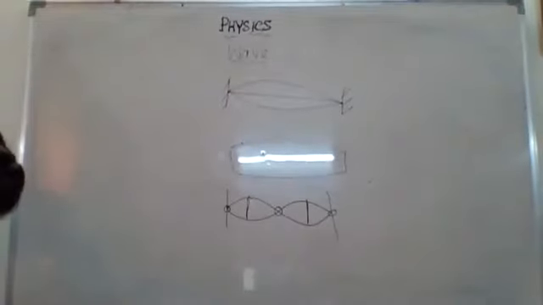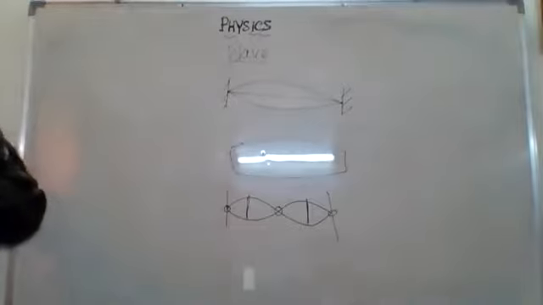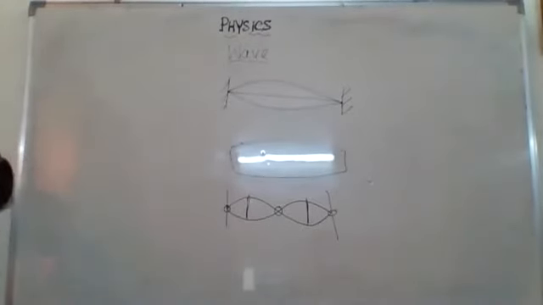Anybody has any doubt? The frequency of this fundamental is the minimum, so that is why this is known as the first harmonic. The first harmonic is the fundamental one, right? If more than one antinodes are produced, the overtones are produced.